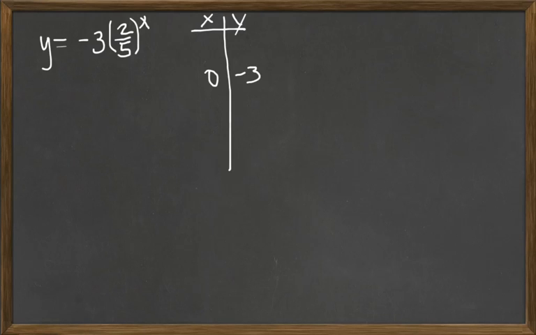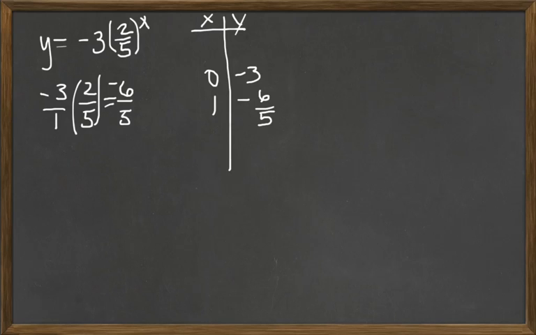That's an easy one, right? Plug 0 into x and your fraction becomes 1, and 1 times negative 3 is negative 3. Plug in positive 1, and you're going to get negative 3 over 1 times your fraction of 2/5. And it's easy to see that you get negative 6/5. And so that gives me this fraction.